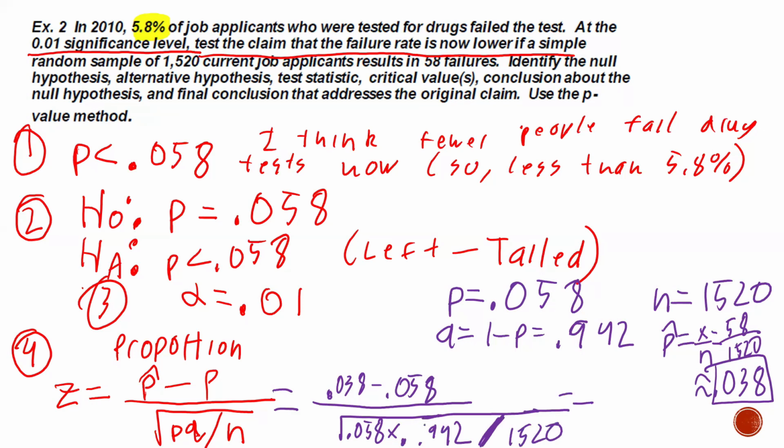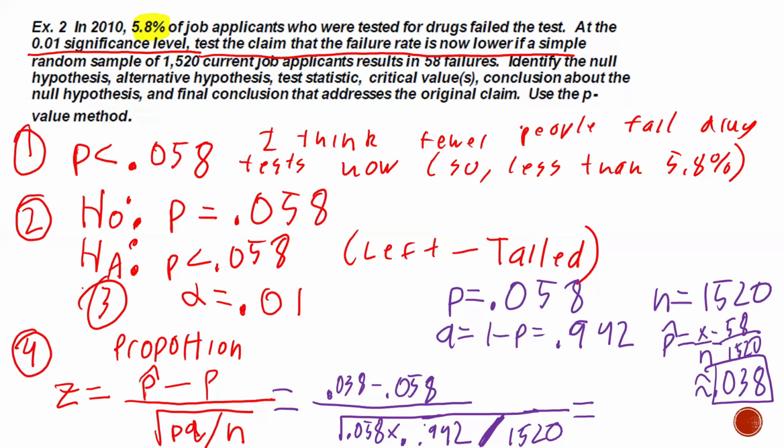Now, one thing I forgot to do is check our requirements. The big requirement is simple random, which yes, right? And the other is NP and NQ. Both have to be more than 5, right? So in the context of this, that means there have to be at least 5 people who failed the drug test and at least 5 people who did not. We passed that with flying colors, right, guys?